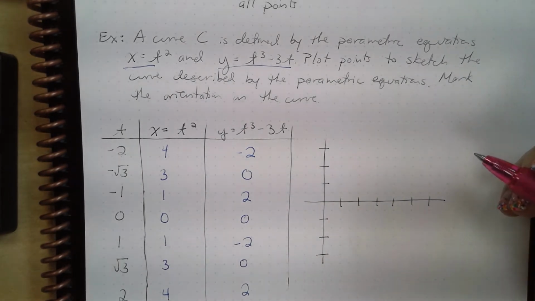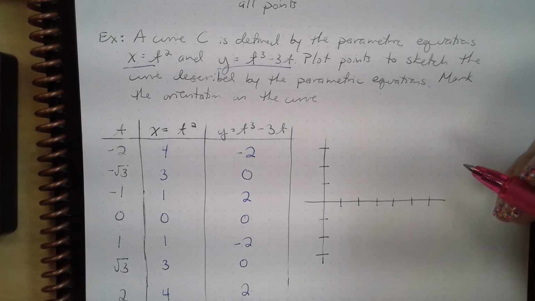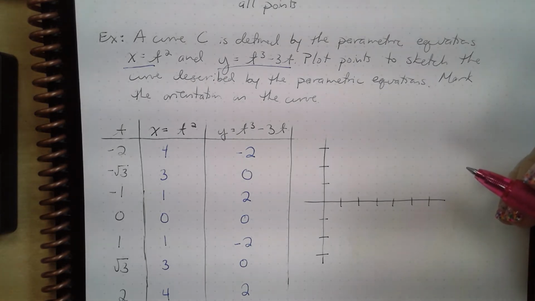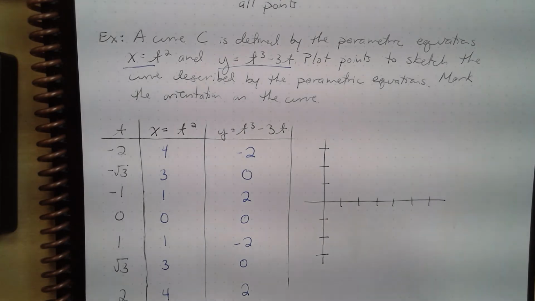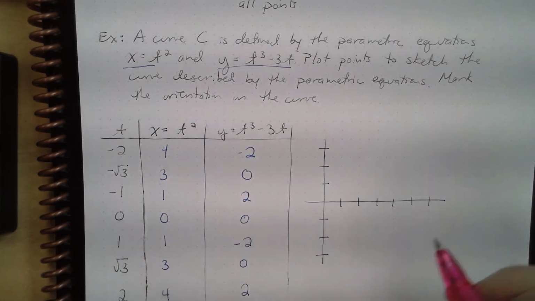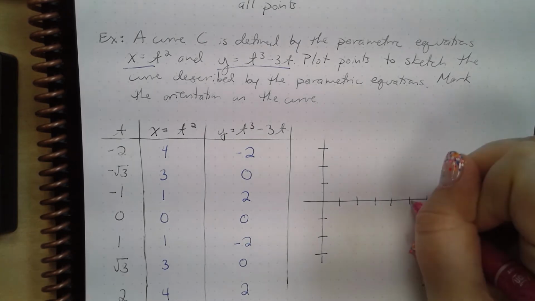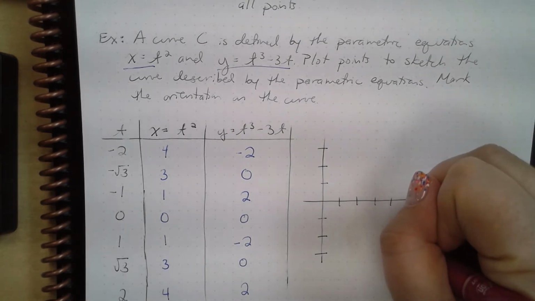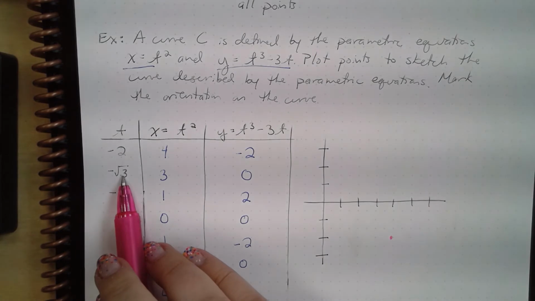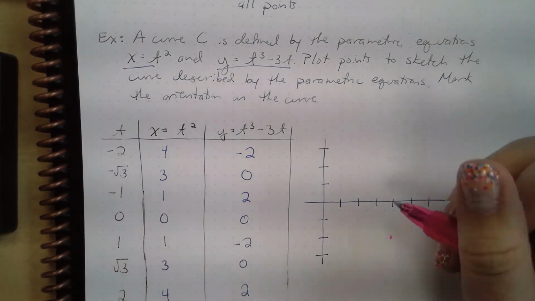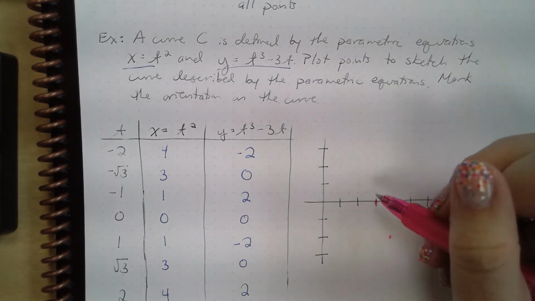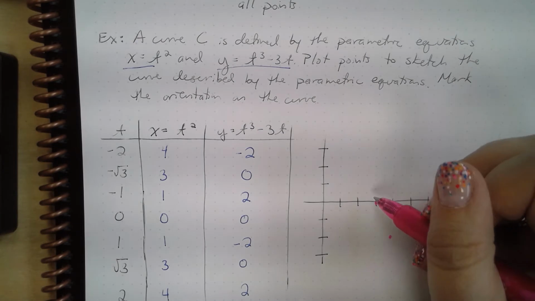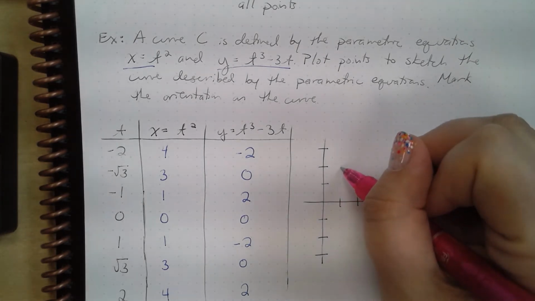So when t is negative 2, let me stop one second here. Okay, so now I can actually graph these, right? So when t is negative 2, this is going to be at the point 4, negative 2, right? So this is 4, this is negative 2 right there. And then at negative radical 3, we're going to have 3, 0, so that's going to be right here. Then when t is negative 1, we're going to have 1, 2, all the way up here.